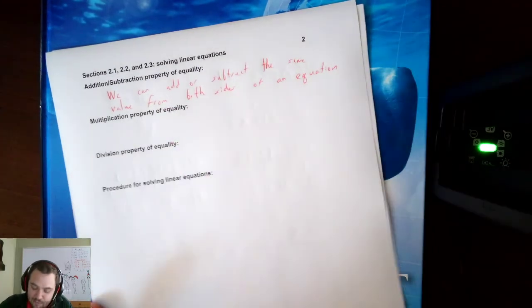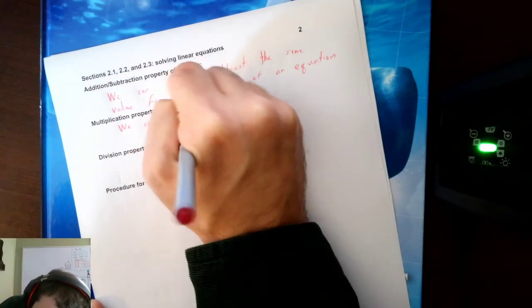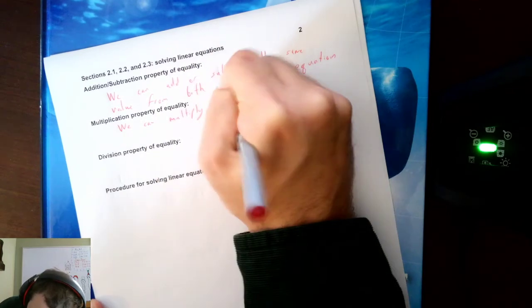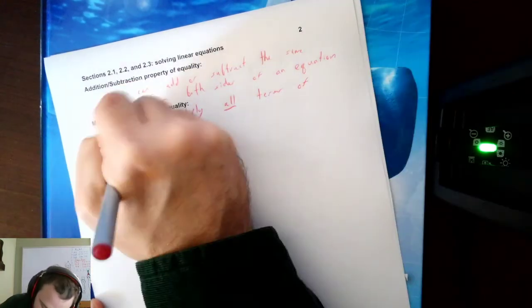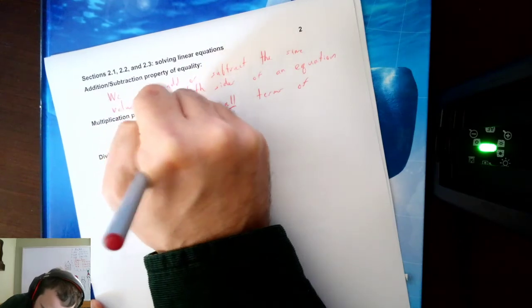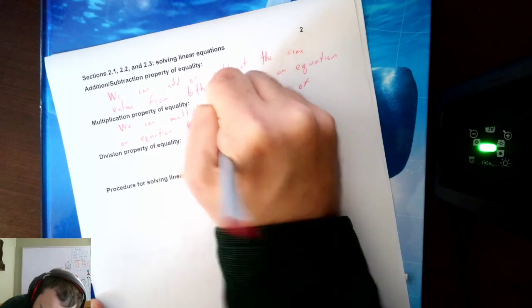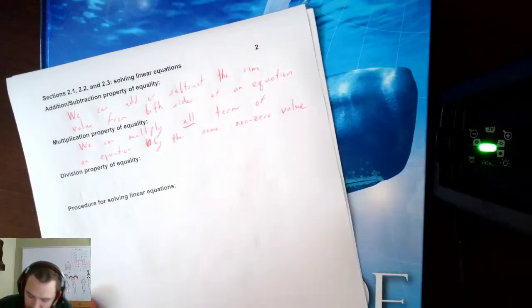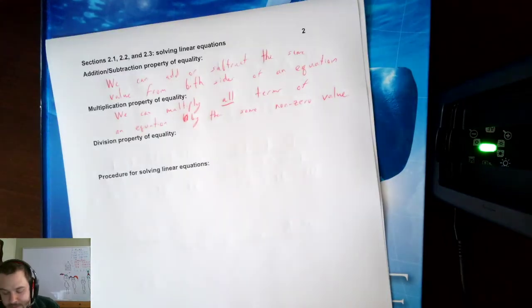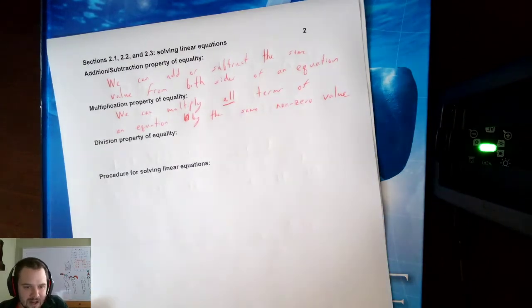The multiplication property says we can multiply all terms of an equation by the same non-zero value. We can multiply all terms of an equation by the same non-zero value. That's the multiplication property of equality.